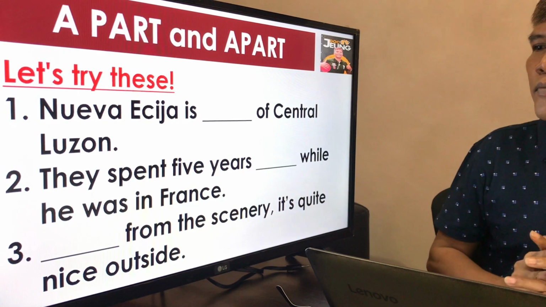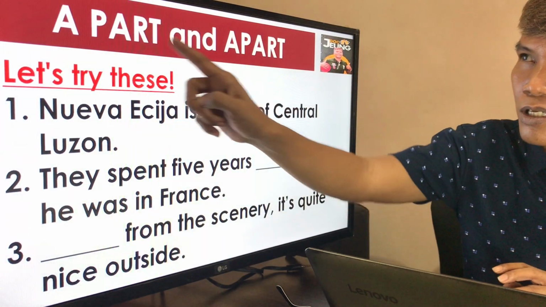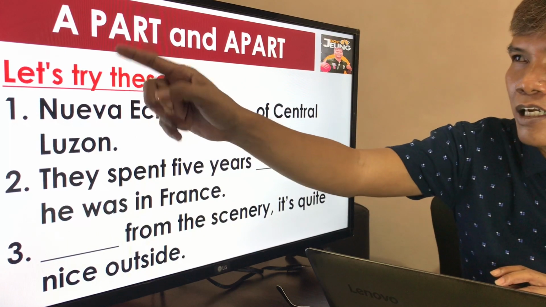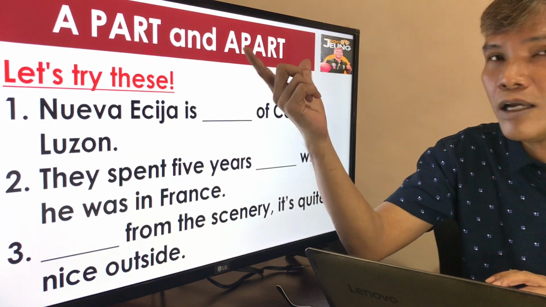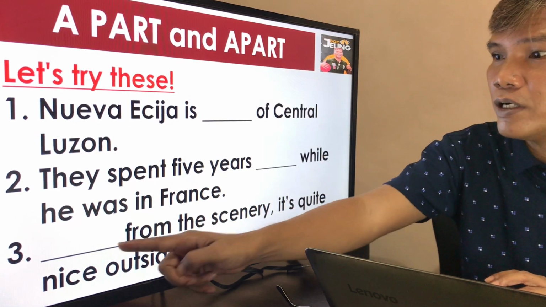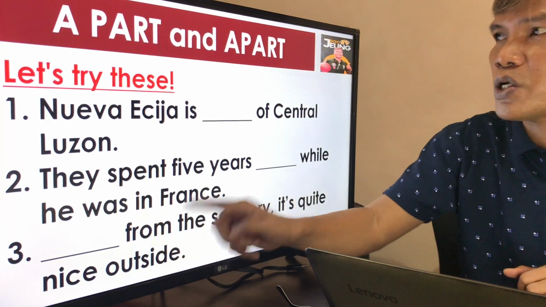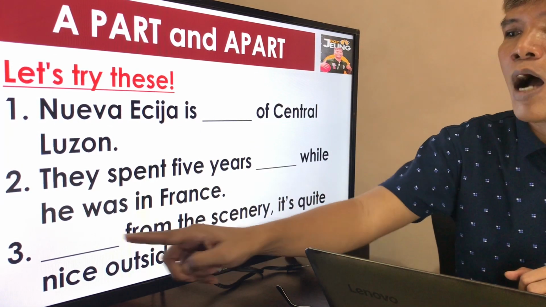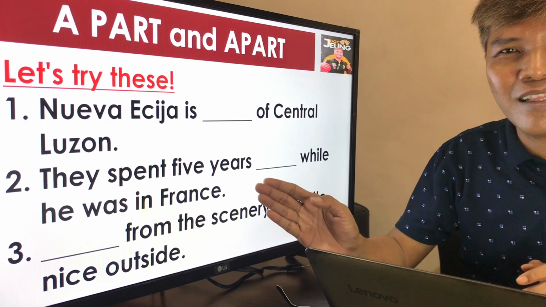Number 3. There is from. If we will use a part, it is not allowed because it means a portion. Apart is the only word that is being paired with from in order for you to come up with a preposition. So apart from the scenery, it's quite nice outside.